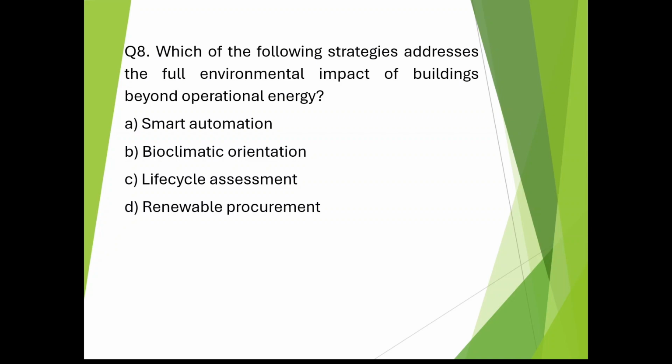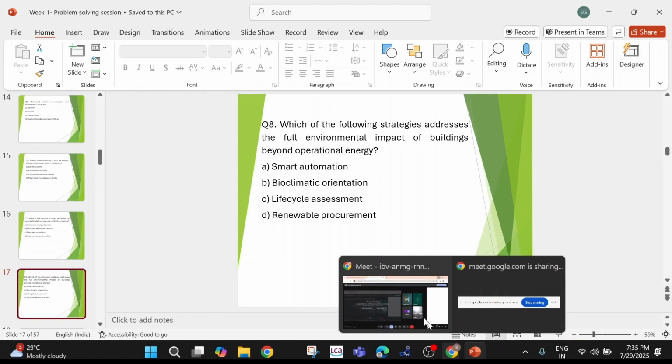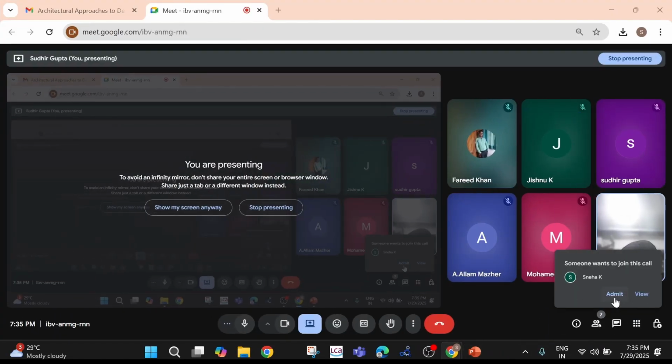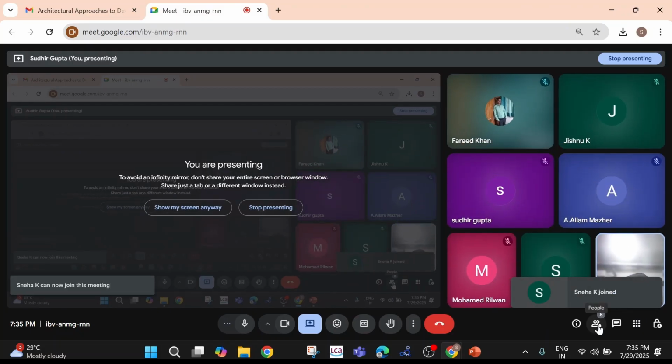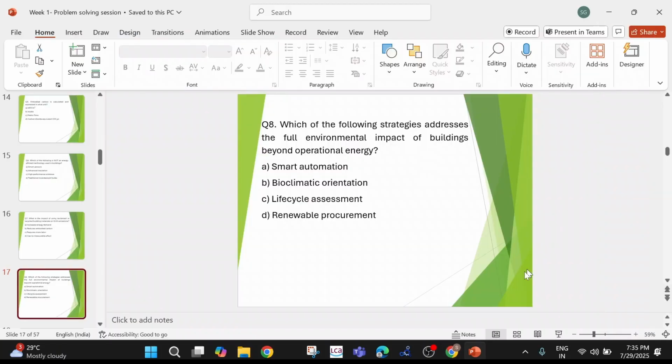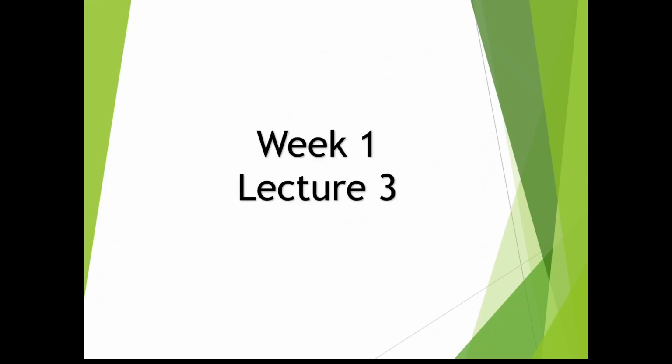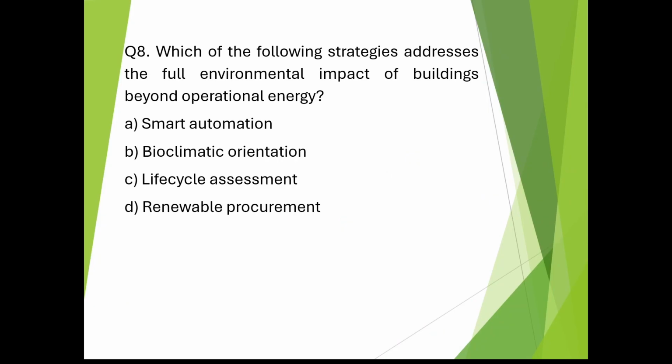That is projected in front of you all. Try to give an answer to question number 8. Okay. So here I am projecting the question again. Question number 8. Which of the following strategies mentioned in the four options can address the full environmental impact of buildings beyond operational energy?